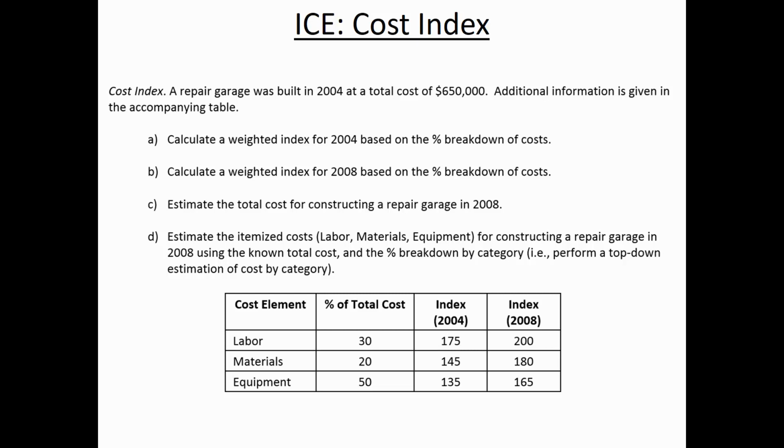What we want to do is we want to find out the index as a percent of the total cost. And so that weighted average means that you'd multiply 0.3 times the index in 2004 for labor and so on, so that you, in Part A, calculate the weighted index for 2004, and then in Part B, you do the same thing for the weighted index in 2008. And so I'm just going to pause the recording here, give you some time to work, and see if you can figure out what would be the cost of constructing this garage in 2008 based on, we know in 2004 it was $650,000.